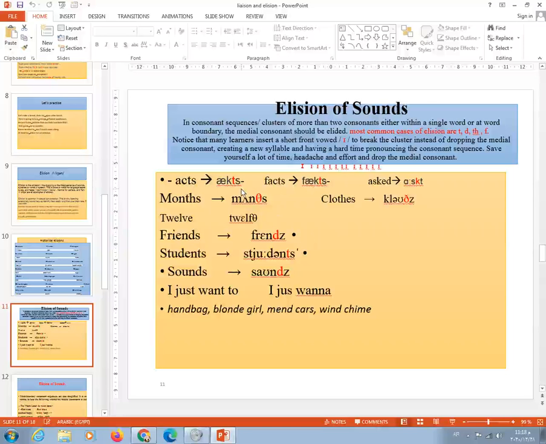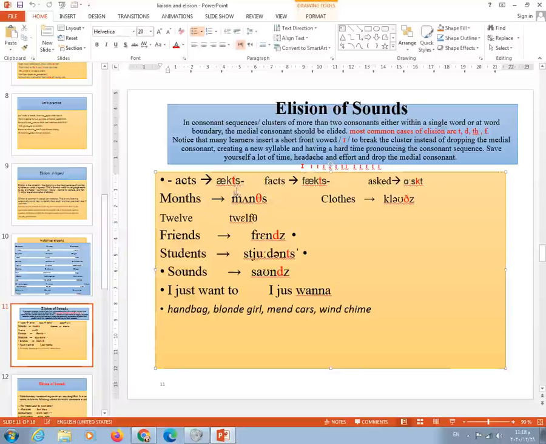A word including three consonants. For example the word X, we have ka cha sa. طب نعمل ايه؟ 3 consonants. The rule says that please drop the medial consonant. من فضلك drop the medial consonant. طب انا خلاص I'm gonna drop the medial consonant so instead of saying acts هتبقى ايه؟ Acts.